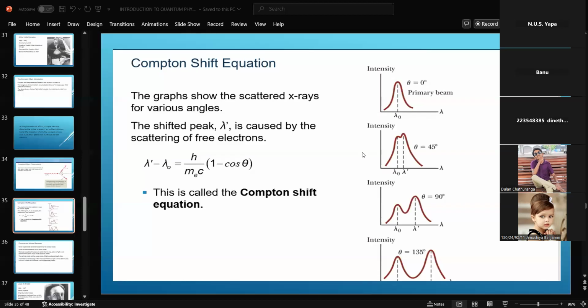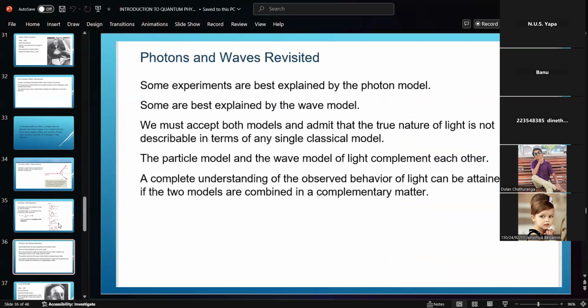It's very important. This is the quantum shift equation. I discussed it. Then you can see the theta equals 0 value, and what happens to the intensity and lambda. You can see theta equals 45, theta equals 90, where two peaks can be seen, and theta equals 135, where two peaks can be seen in the graphs, right? This equation is the quantum shift equation. Then photons and wave review, radiation with matter.